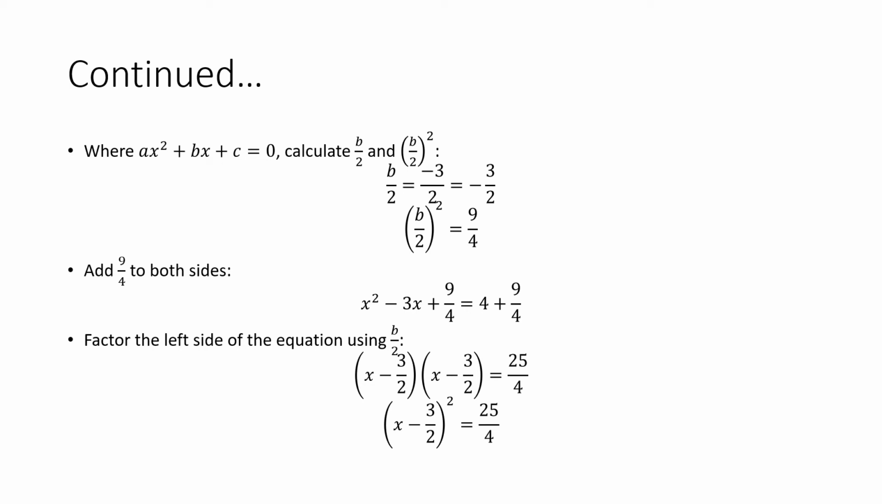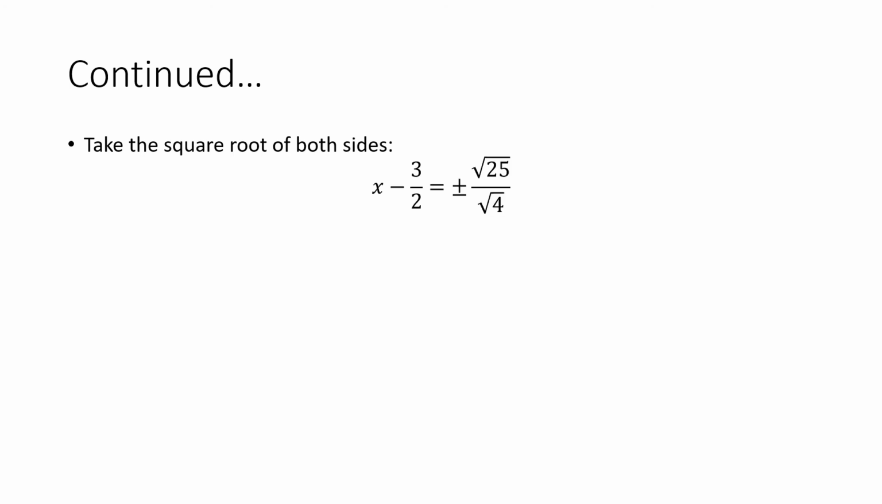Now this is why I chose to leave the right side improper fraction 25 by 4 as it is, because we will now take the square root of both sides of the equation. So this is what it looks like. We've gotten rid of the squared on the left-hand side, and on the right-hand side, we can just take the square root of 25 and the square root of 4. So it's x minus 3 by 2 is equal to plus or minus 5 by 2.